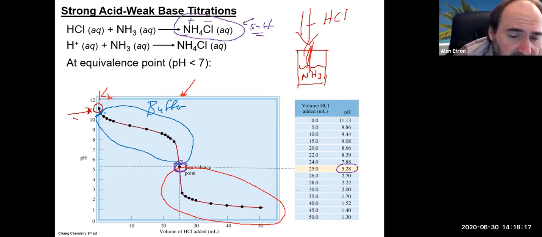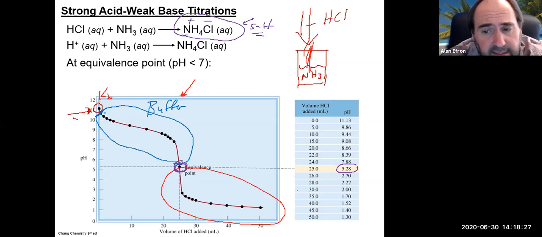Anywhere from the start of the titration to before the equivalence point, you need to do, again, at least one ice table, and you will always end up with a buffer. The buffer will be basic in this case. And then you can go into the Henderson-Hasselbalch equation, or again, you could do a second ice table if you don't want to do that.